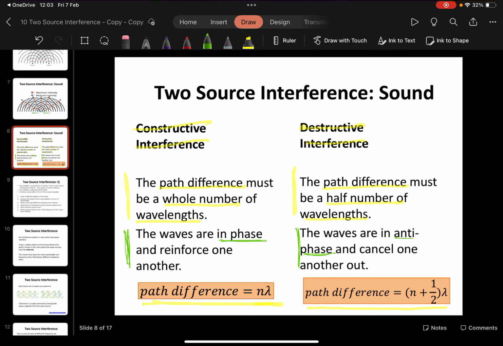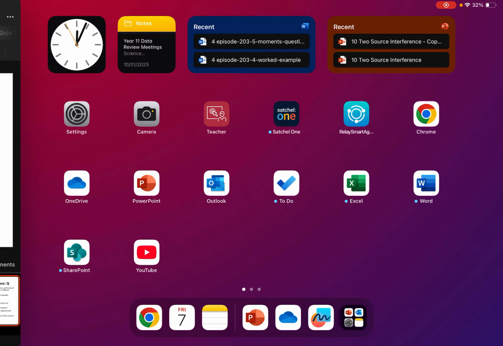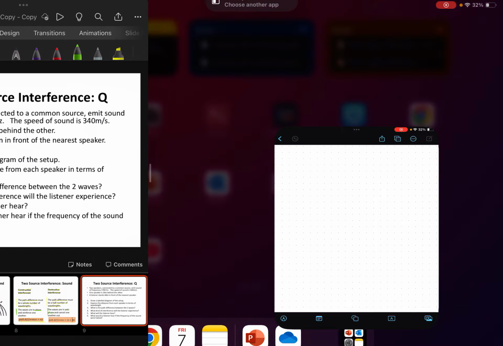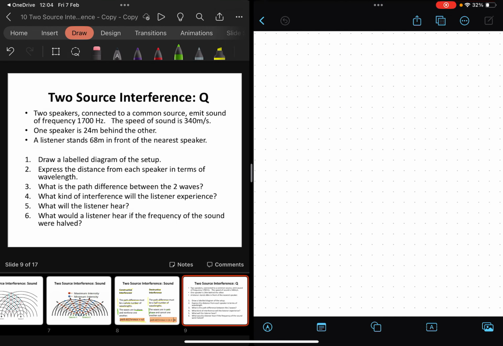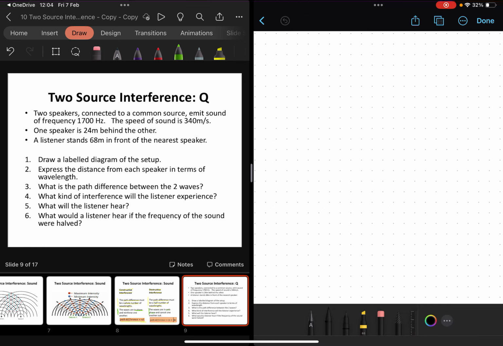Okay, now let's look at a practical example of this, and that might just help you to make sense of it if you're struggling a little bit with it. Two speakers connected to a common source emit sound of a certain frequency and a certain speed. One speaker is 24 meters behind the other, and a listener stands 68 meters in front of the nearest speaker. Draw a labeled diagram. Good idea, because there's quite a lot happening here.